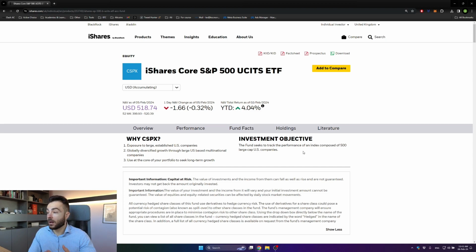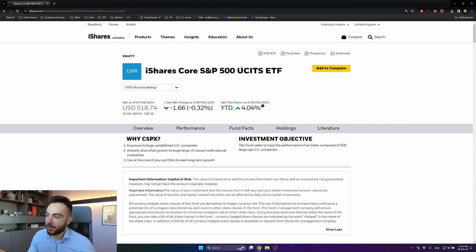Well, I'm on the iShares by BlackRock product page, and this is their very, very basic S&P 500 index fund. It's UCITS because I'm in the European Union and we have that as a requirement. So that's just a little something to bear in mind. Now, what are we looking at here?